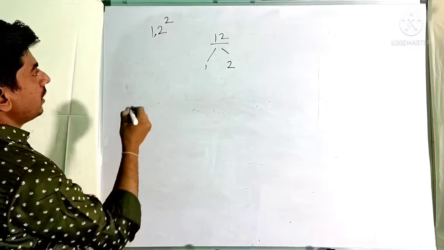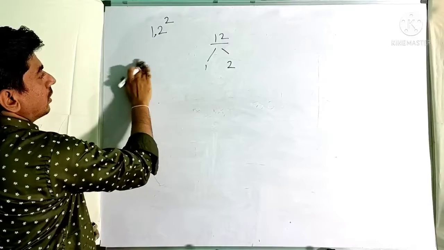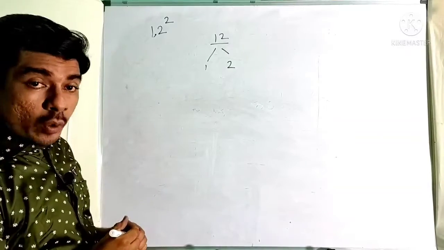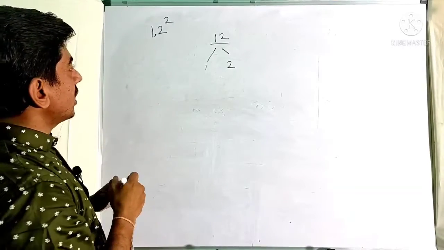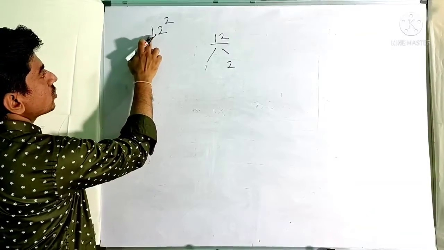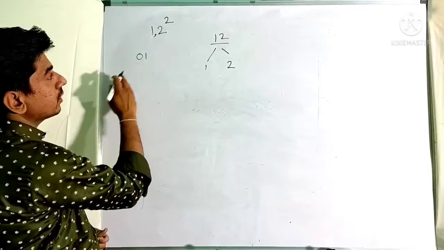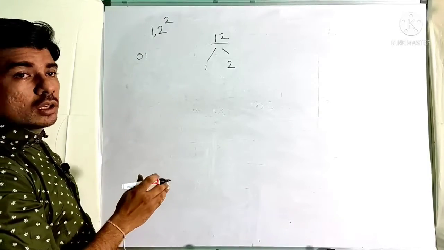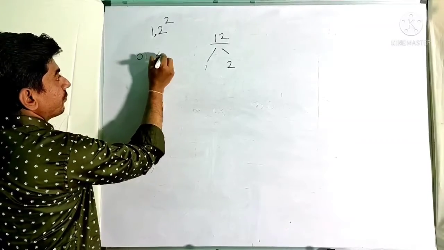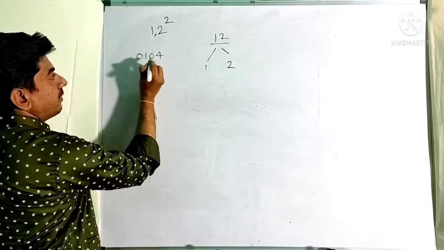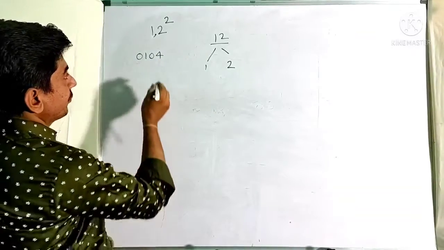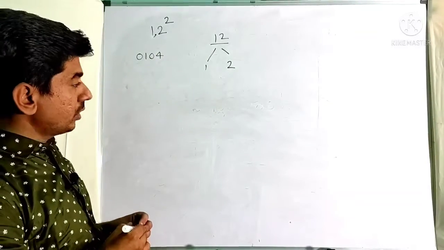The next step is to write the squares of the parts on the same side. Here 1 is on the left side, the square of 1 is 01. I will write it on the left side. The square of 2 is 4. I will write it as 04 on the right side.